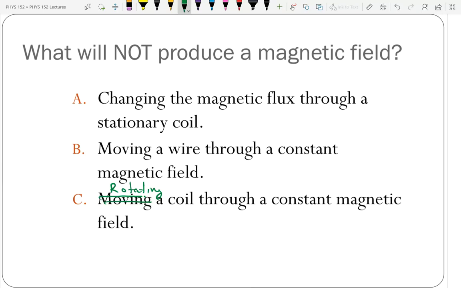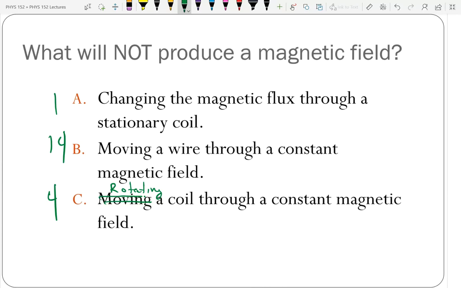Okay, we have 3 people who haven't answered yet. Everybody's in except for the one who acknowledged she's still working on it. All right, 14, the large majority here, answered a moving wire through a constant magnetic field.